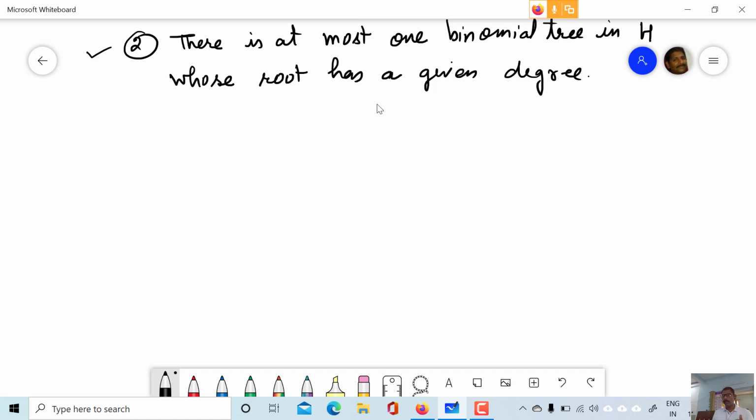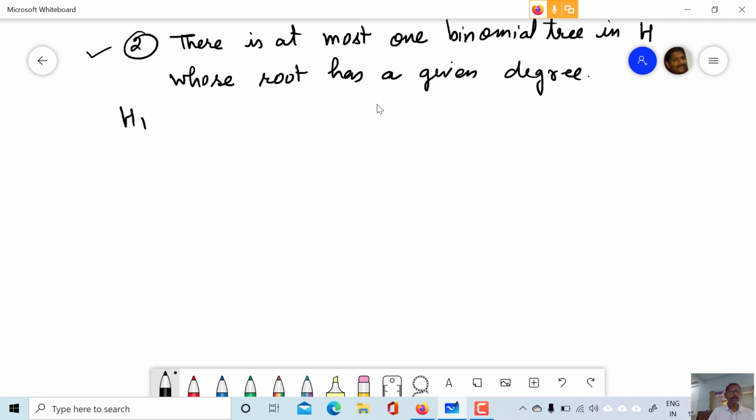Till now I have explained what a binomial tree is and what a binomial heap is, and now I am going to explain how we can unite more than one binomial heap. So let us take an example first, and then we go to the algorithm part. Suppose I am taking two heaps.